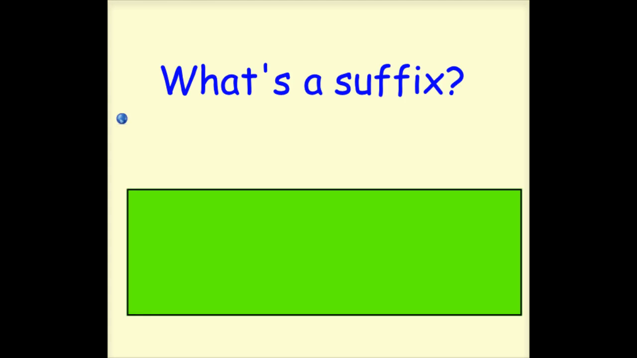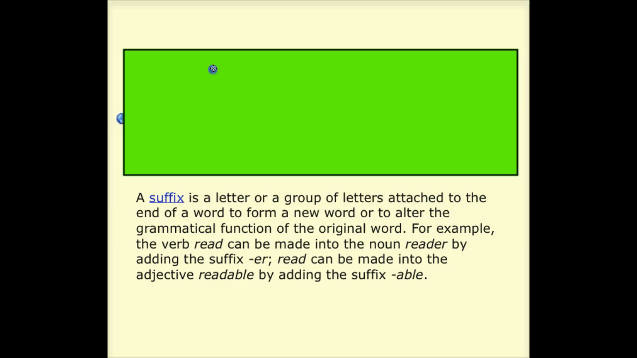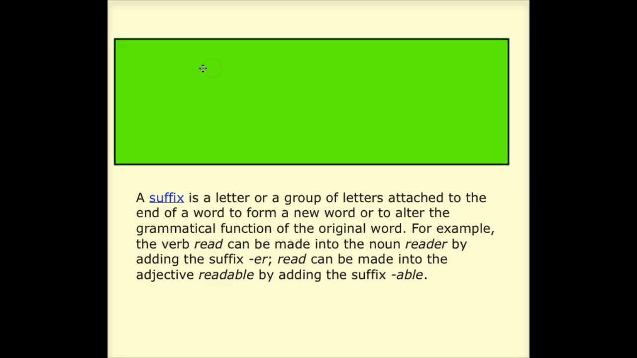Unit 7. What's a suffix? Who knows what a suffix is? Well, the definition of a suffix is a letter or a group of letters that is attached to the end of a word to form a new word or to alter the grammatical function of the original word. For example, the verb read can be made into the noun reader by adding the suffix er.